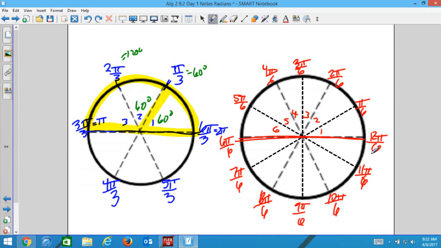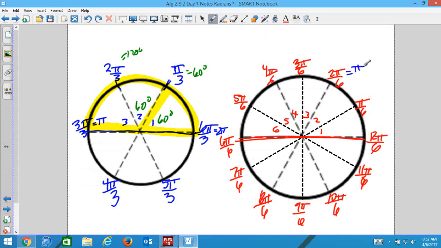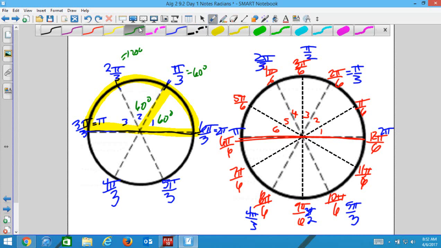Some of those do reduce. In fact, a lot of them reduce. Pi over 3, pi over 2, 2 pi over 3, pi, 4 pi over 3, 3 pi over 2, 5 pi over 3, and then 2 pi. So some of them are review. The angle for each one of those slices for pi over 6, in degrees, I'm sorry, in degrees, is how much? 30.